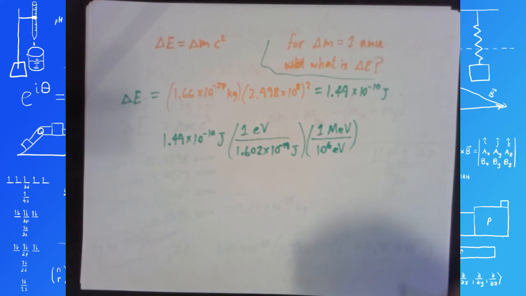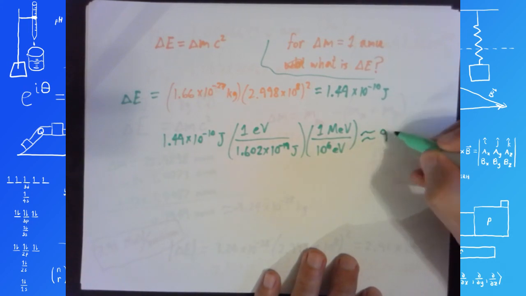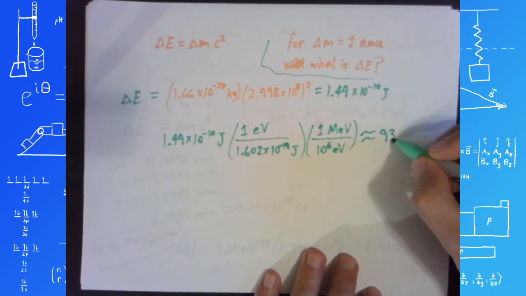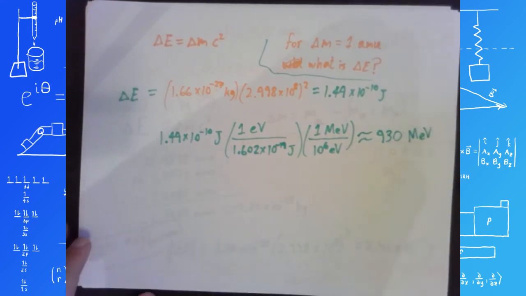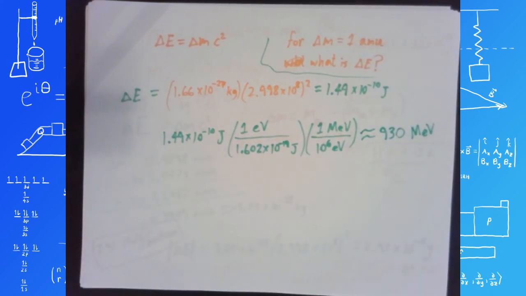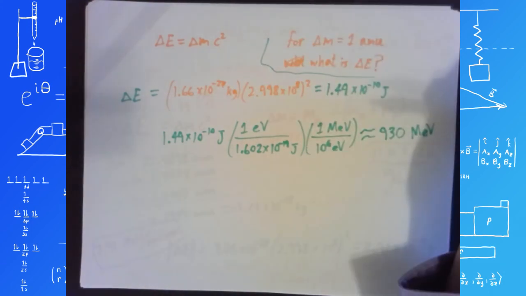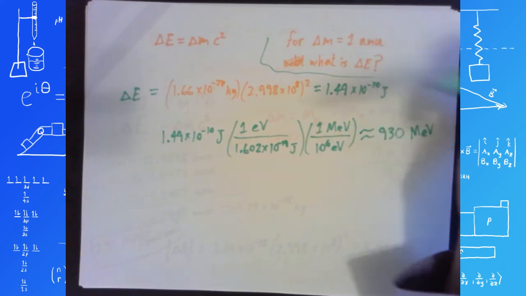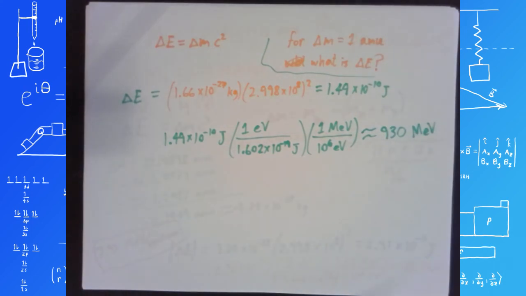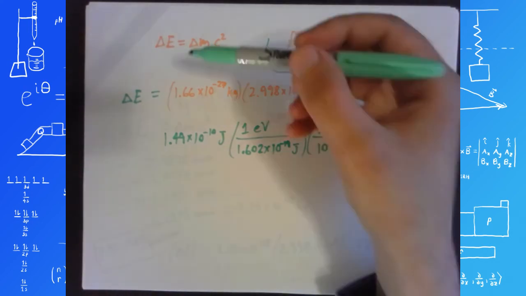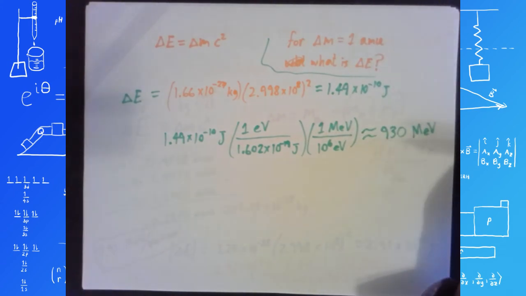is about 930. I might have made a rounding mistake because it's supposed to come out to 931, but okay, let's do 930 mega electron volts. Should have come out as 931. Maybe it's because I didn't take enough sig figs with the AMU to kilogram conversion factor. Okay, so 1 AMU of mass defect is worth approximately 930 mega electron volts.